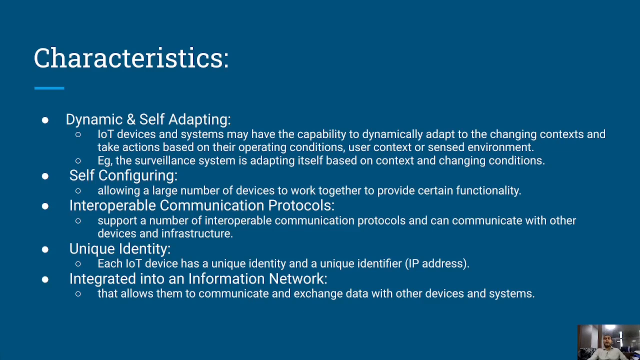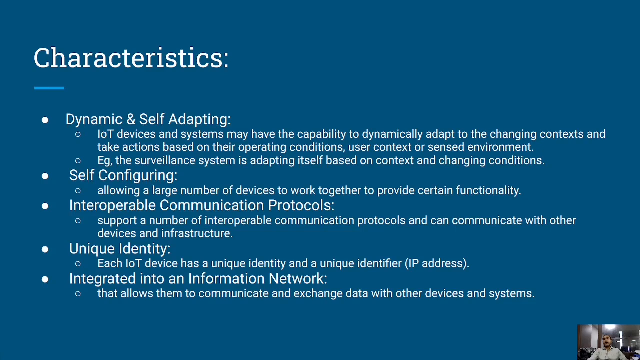So the different devices or things that we are talking about in IoT can be from different manufacturers and maybe based on different protocols. So the IoT system should be interoperable in terms of communication protocol. Then another major characteristic is the unique identity. So each IoT device should have unique identity, like its IP address or a MAC address, by which it should be uniquely identifiable over the internet.